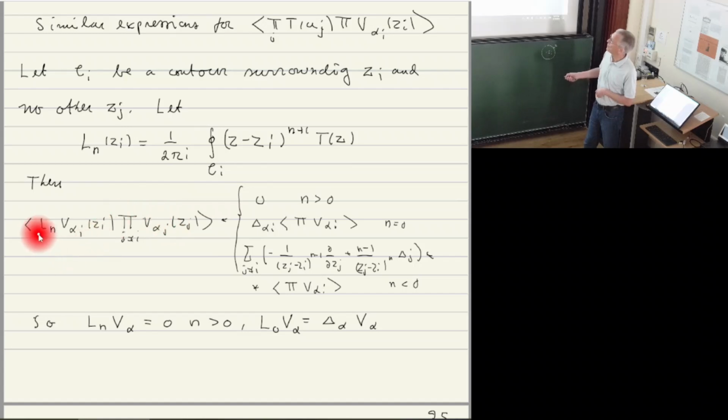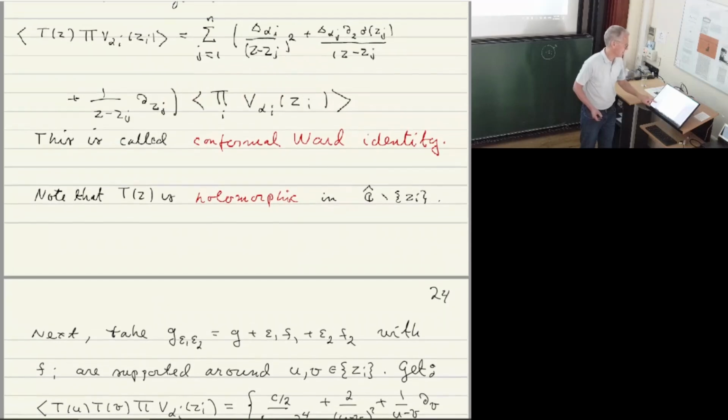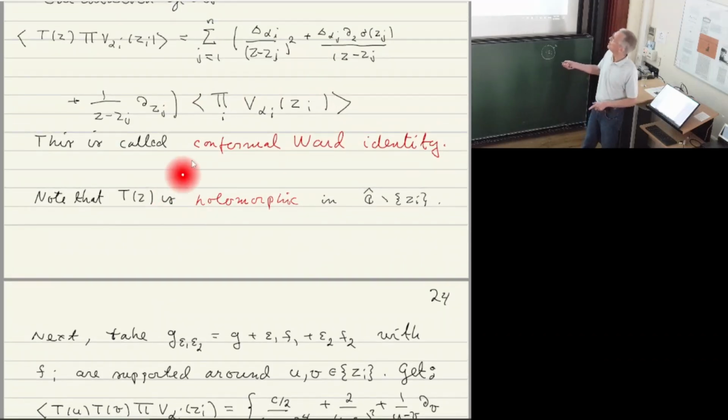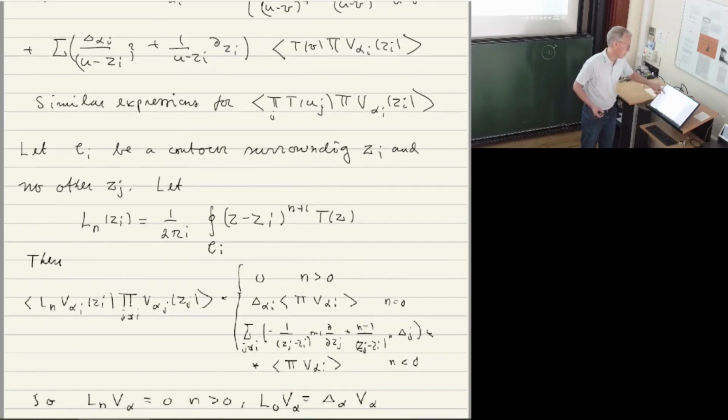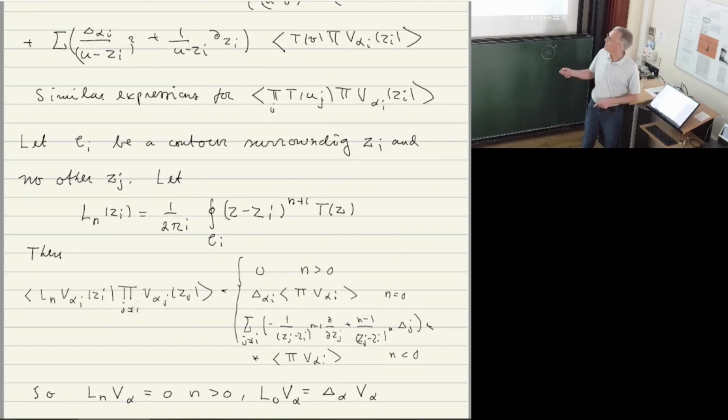And if you multiply it by something which is regular at z_i, then you can deform your contour around the other points and plug it into this equation here. Around the other points there are no poles here, so you're just integrating these terms, and then you will get some differential operator like this acting on the correlation function.